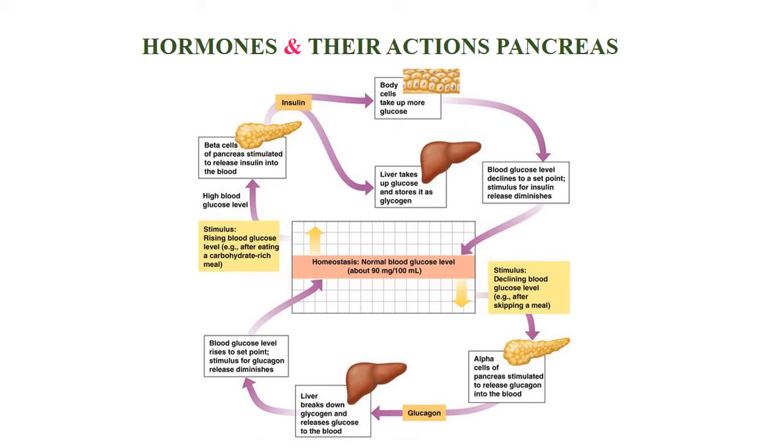And in that way, these two hormones, that is insulin and glucagon, are majorly involved in the regulation of the blood glucose level.